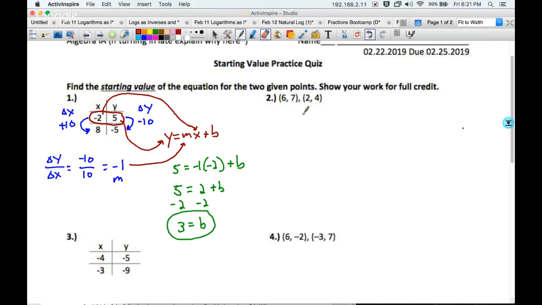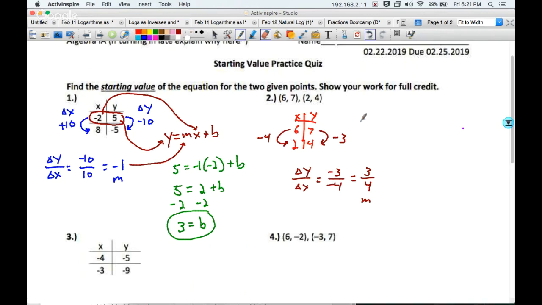Very similar to problem number 1, I just want to take these points and put them into a table so I can just use that same technique. 6 across from the 7, 2 across from the 4, and then on the outside draw these arrows showing that to get from 6 to 2, I need to go down 4. To get from 7 to 4, I need to go down 3. Now delta y over delta x becomes -3 over -4, because the top and the bottom are both negative. Those can cancel out, and I'm left with an m of 3/4.